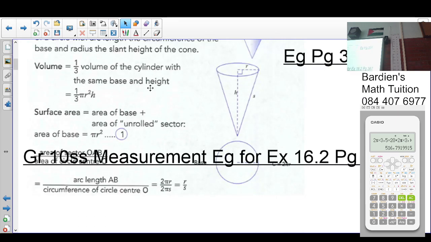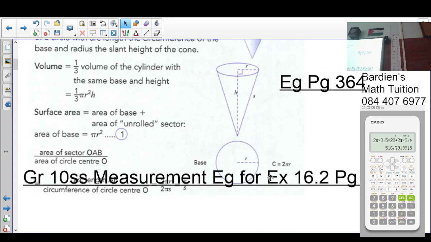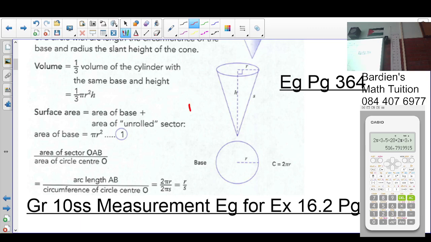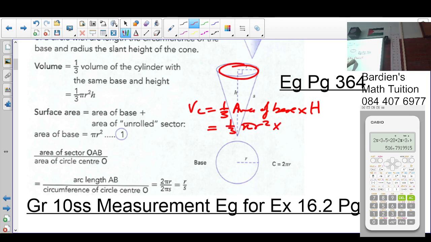Okay. So the volume of a cone, people, is going to be a third area of base times height. In this case, it's going to be a third, the area of the circle, pi r squared, times the depth of the object. While the surface area of the cone is simply going to be the area of the base, which is pi r squared, plus, to calculate the area of that sector, pi r s, which is the slanted height. Okay.